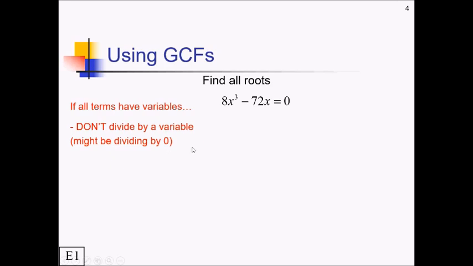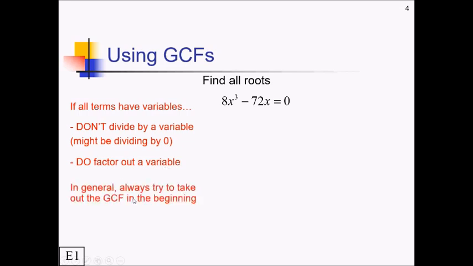Okay, so let's go over what we can do. Do try to factor out that variable. And in general, you should always begin these problems by trying to take out the greatest common factor. So we can definitely take an x out of both of these. We can do a little bit better than that, though. We can take an 8 out as well. 8 and 72, both divisible by 8. So if we take out an 8x, that leaves us with x squared minus 72x divided by 8x is just 9, negative 9.